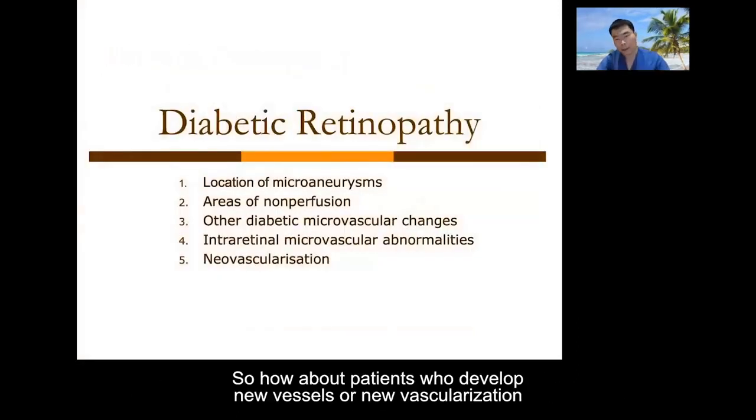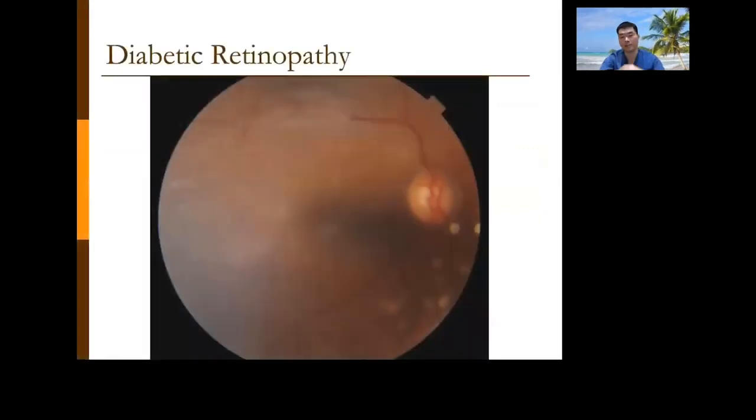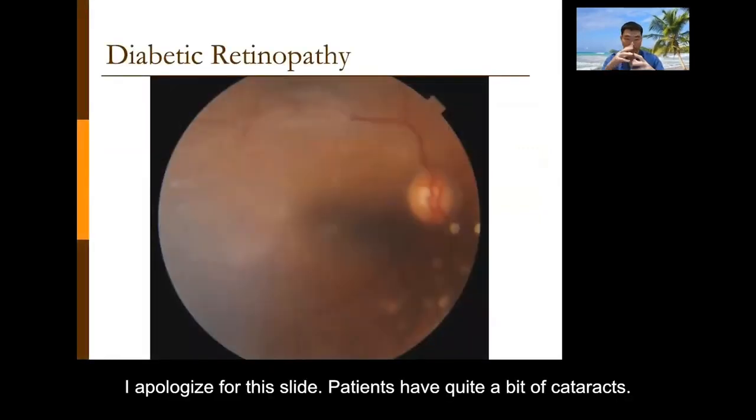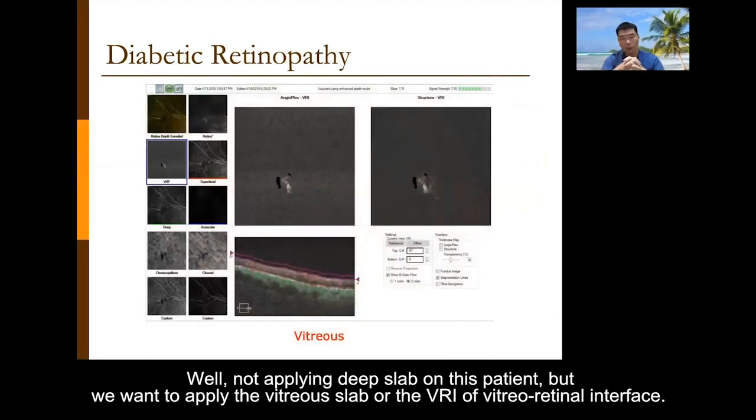So how about patients who develop new vessels or neovascularization? Are we able to apply the OCTA to determine these new vessels? Apologize for this slide. The patient has quite a bit of cataracts. But here, not applying the superficial or deep slab on this patient, we want to apply the vitreous slab or the VRI, vitreoretinal interface slab.